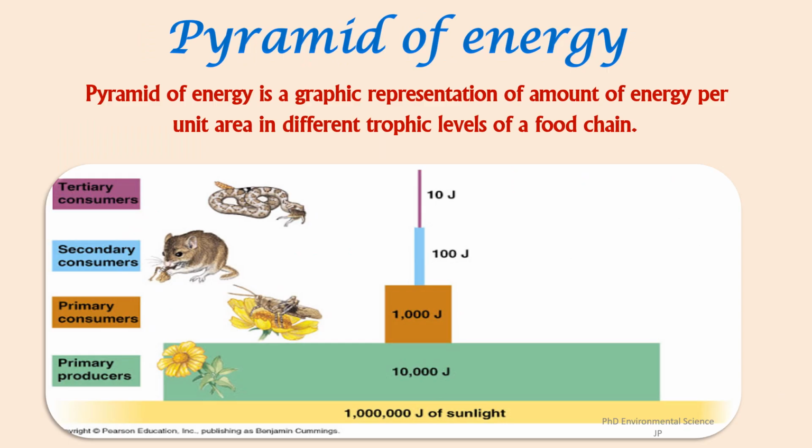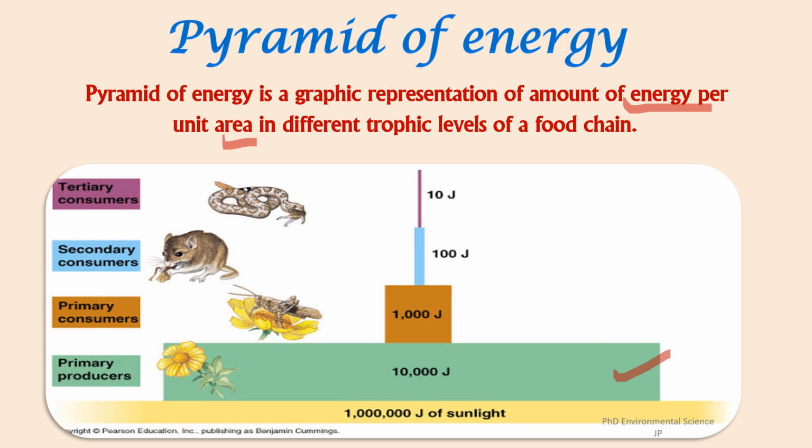Pyramid of energy. It is a graphical representation that shows the amount of energy present at each trophic level in a food chain per unit area and per unit time. This type of pyramid provides a clear and accurate depiction of the flow of energy through an ecosystem. You can see this is the structure of the pyramid of energy. At the base, producers are there.